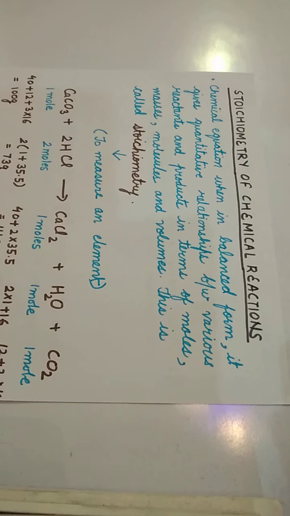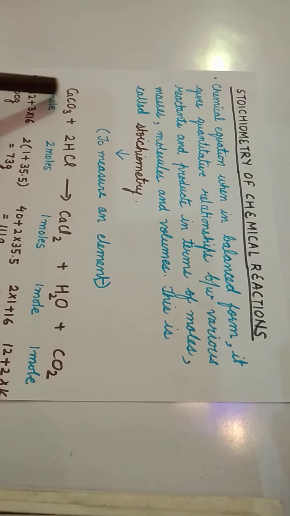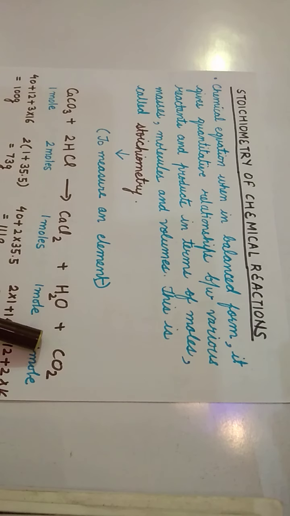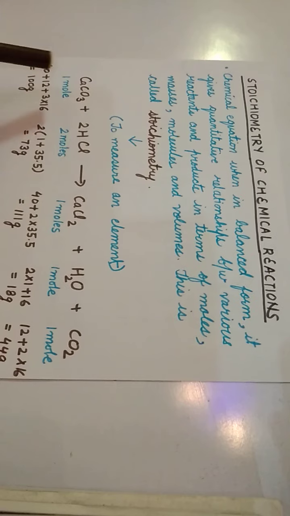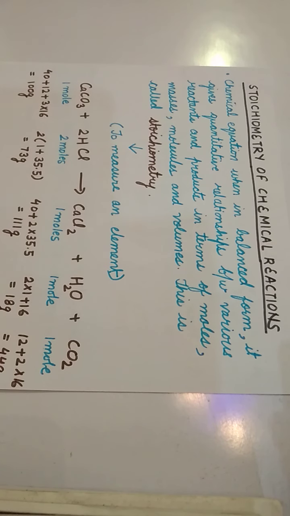As we are doing the first chapter in class 11, some basic concepts of chemistry, in that we'll be covering the topic stoichiometry of chemical reactions. So children, stoichiometry of chemical reactions. This term stoichiometry is used whenever you have any chemical equation, but the condition is that the chemical equation should be balanced.